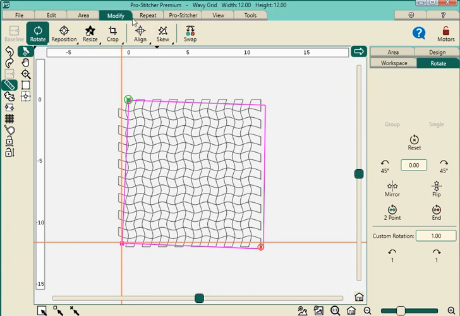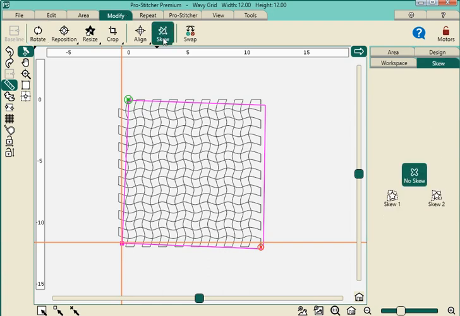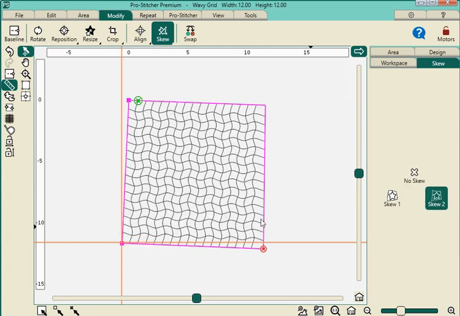So still in the modify tab, on our ribbon we have the Skew, and we're going to go down. You see over here on the right we have 3 choices: no skew, skew 1, and skew 2. Skew 2 is used for areas like a square that have 4 points. So let's click on Skew 2 and look at that. Our block fits perfectly into that area. So we are ready to sew from here out.